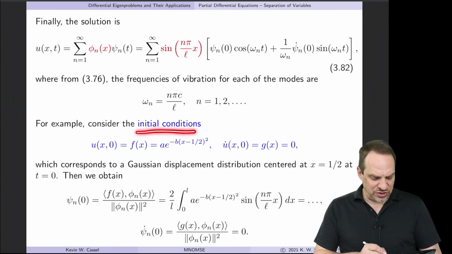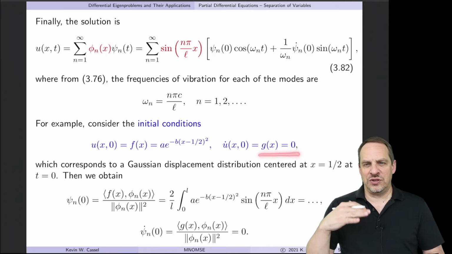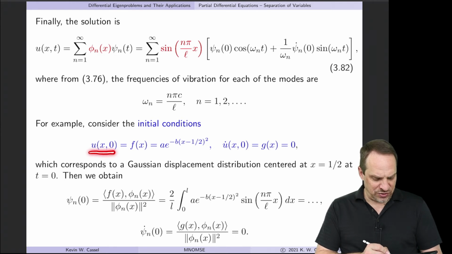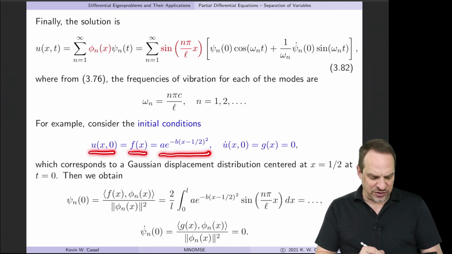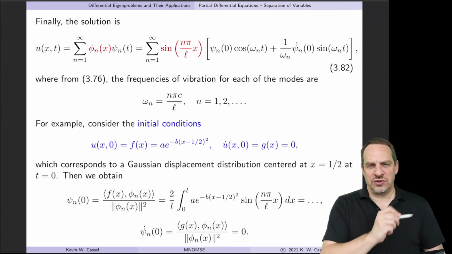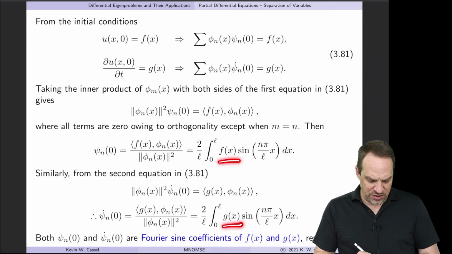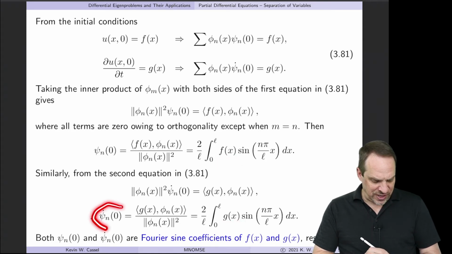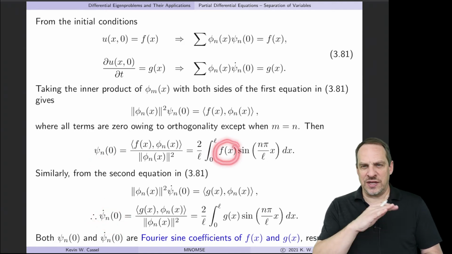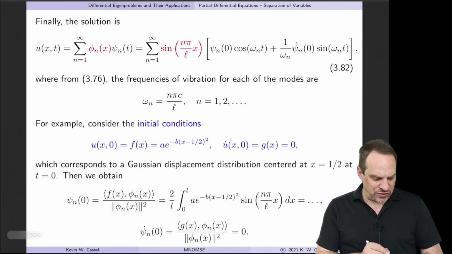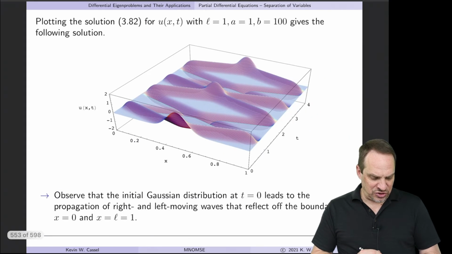Let's say that our initial condition is g equal to 0, so the initial velocity at t equal to 0 is 0, but the original shape at t equal to 0, which is f of x, let's say that that's a Gaussian distribution. A Gaussian looks like this. You'll see what it looks like in a moment. So you put this in for f of x and g of x in here and here. Well, obviously g of x is 0, so the psi dots at 0 are all 0, whereas the psi at 0, put in f of x, is that Gaussian distribution. You do the integration to get the Fourier sine coefficients.